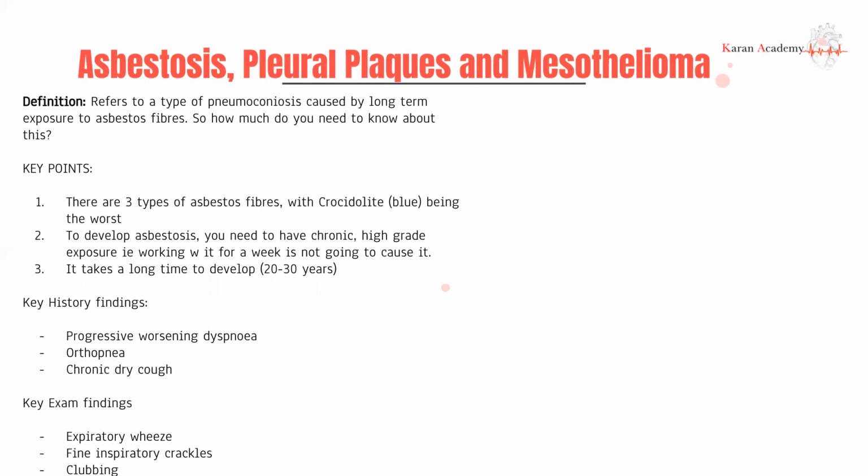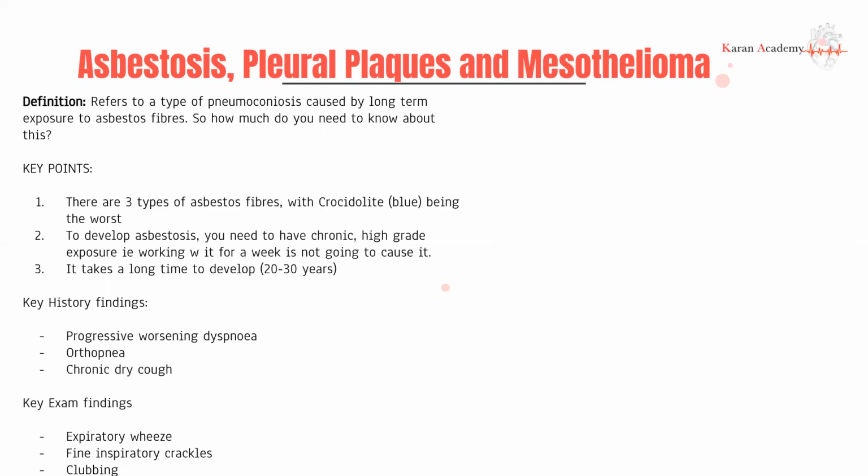The key points you need to know about this: there are 3 types of asbestos, with blue asbestos or crocidolite being the worst. To develop asbestosis, you need to have chronic high-grade exposure. What I mean by this is you need to have years of exposure to asbestos. If you are exposed to asbestos for a week and next year you develop some symptoms, it is very unlikely to be asbestosis. And it also takes a long time to develop, about 20 to 30 years.